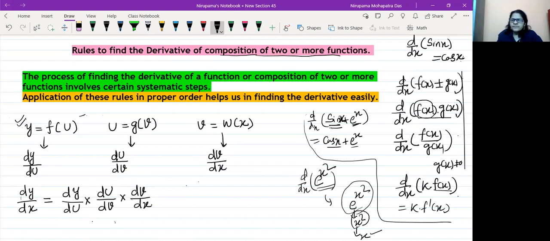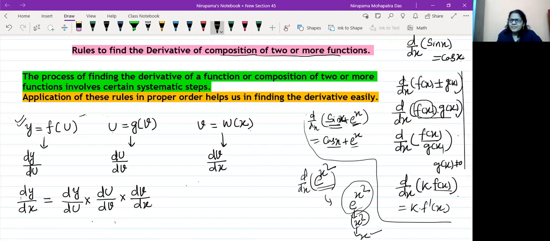u is a function of v, it means u is directly linked to v, and v is a function of x. It means y is a function of u, u is a function of v, v is a function of x. It means y is indirectly linked to x, right? y is indirectly related to x. But when we have to find dy by dx, then it's not very easy, right?